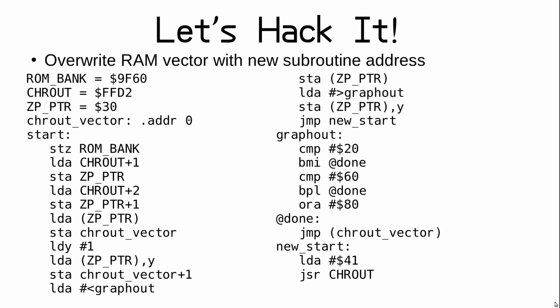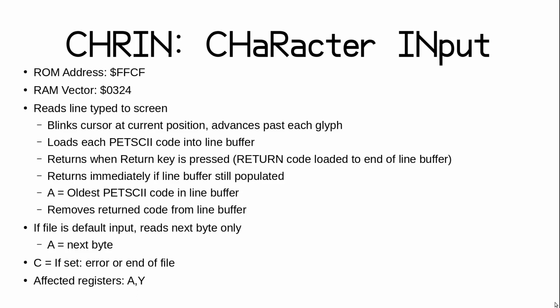Okay, enough hacking for now. Let's get back to the kernel as it exists normally. The other kernel subroutine we've seen is CHRIN, or character input. It is the basis of the BASIC line editor, so if you are familiar with Commodore BASIC, you should have a feeling of how this works.